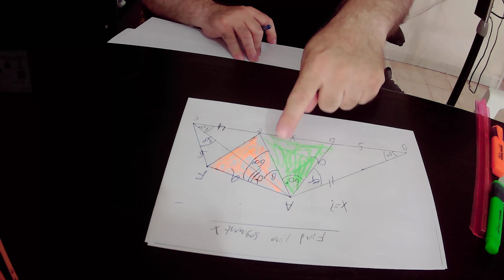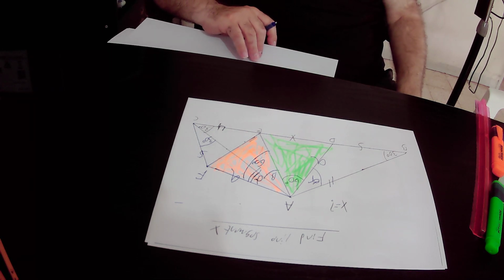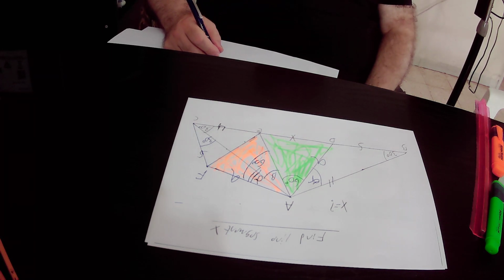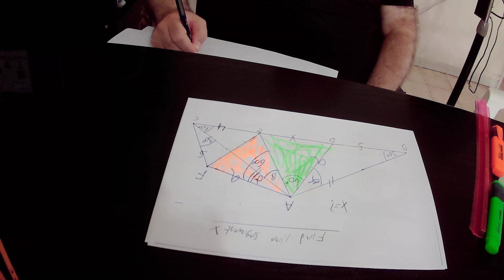And finally, this side, side AE, is a common side that belongs to both triangles, therefore this side equals itself. So side AE equals side AE. It's a common side that belongs to both triangles.